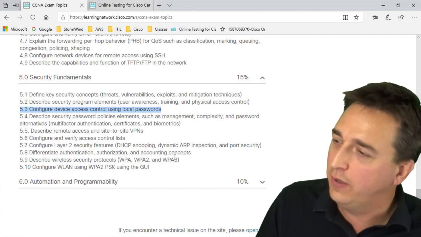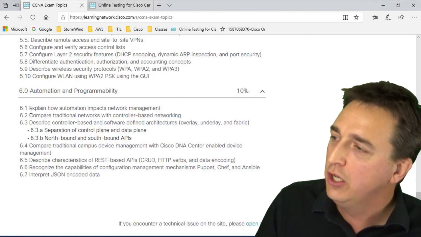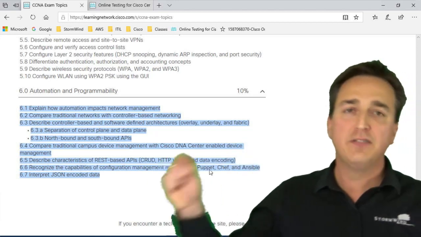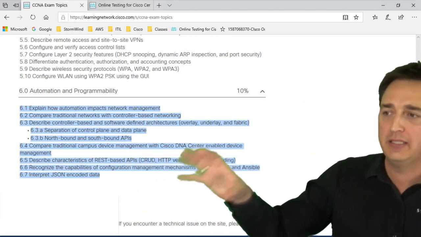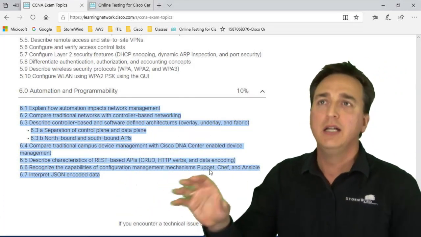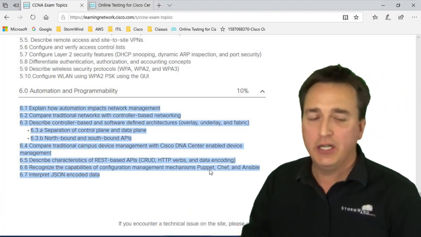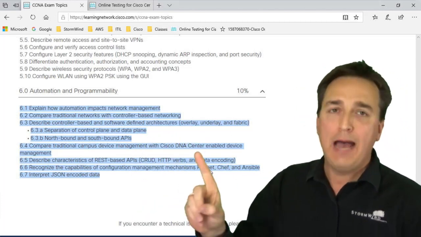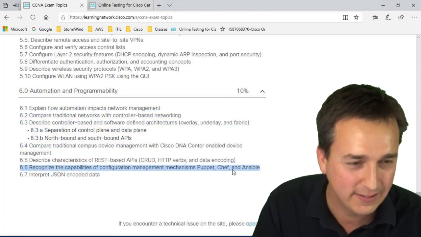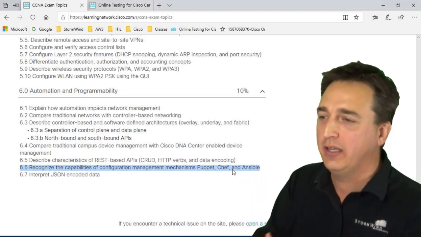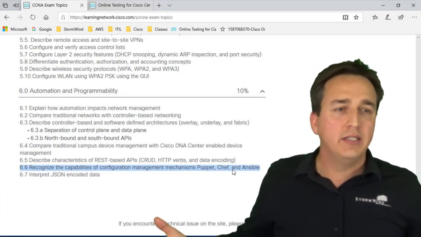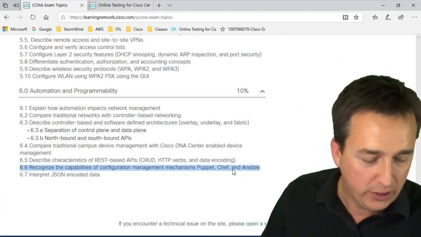All right, and our last one, folks, down here in automation and programmability. For those of you who are stressed about this, do not stress about this. This is very inclusive. The automation and programmability exam objectives, what it says here is what you need to know. I was very, very happy with my exam experience when it came to this section, except there's always an exception. This one right down here, right at the bottom. What does it say? Recognize the capabilities of configuration management mechanisms, Puppet, Chef, and Ansible. Recognize the capabilities. Okay, what are these capable of doing?